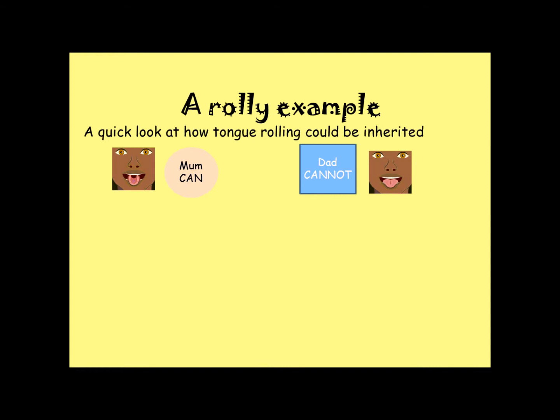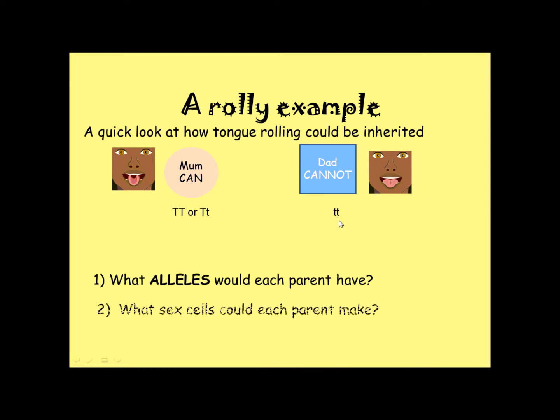So let's have a look at how it could be inherited. We have our mum who can and our dad who cannot. So which alleles would each parent have? Well, we say that the big T represents can and the little t represents cannot. So mum can either be big T, big T or big T, little t. Because dad cannot, he has to be little t, little t, because he has to have both recessive alleles.